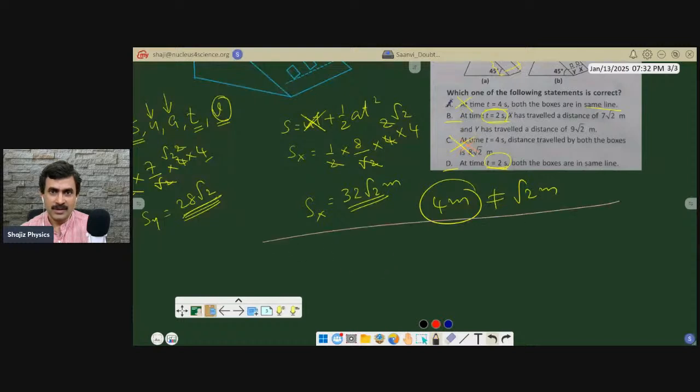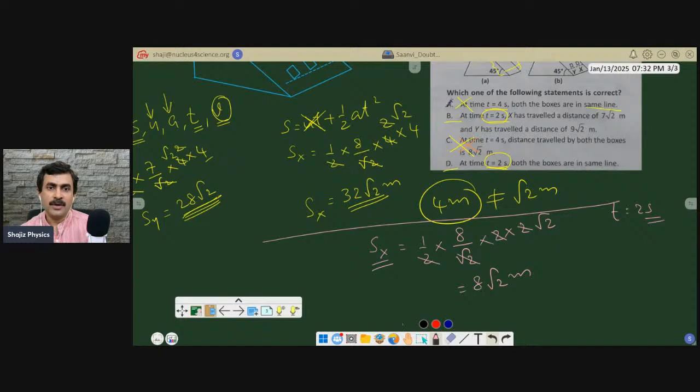I wanted to give you the insights. See here, in this second case, taking t to be 2 seconds. What about the displacement of x in 2 seconds? Here again, half at square, half into a, or we know 8 by root 2 into t, which is 2 seconds in this case. So 2 into 2. Here this 2 cancels out, and this root 2 cancels this 2 by root 2. So what is the result? 8 root 2 meter, the displacement of x.